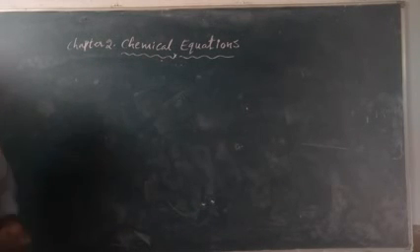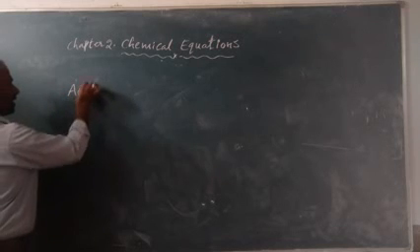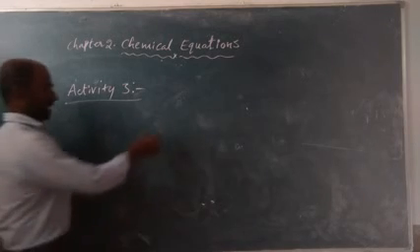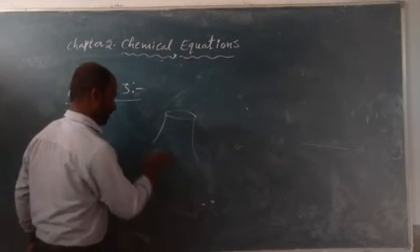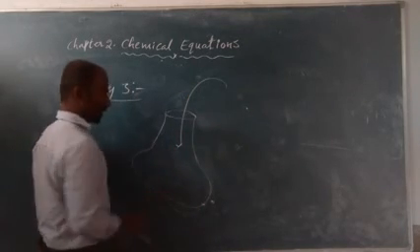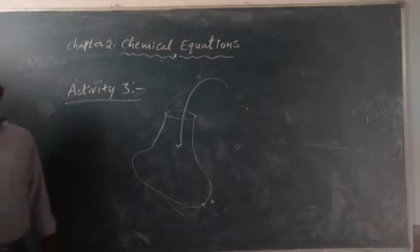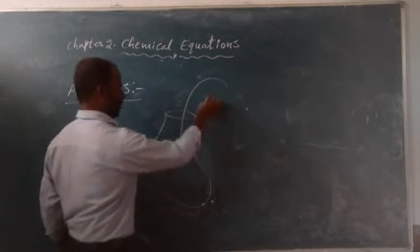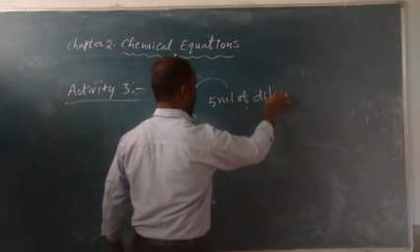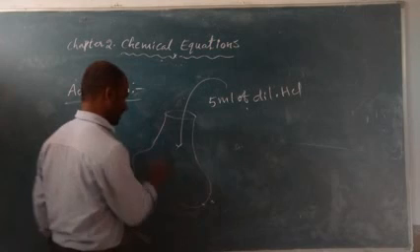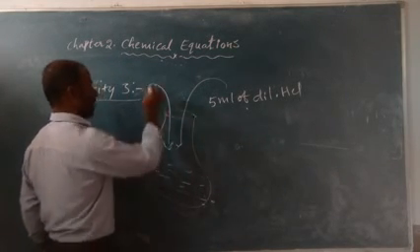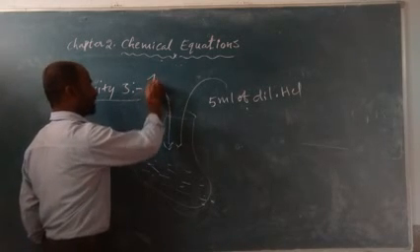Now about activity 3. Take a conical flask. In this conical flask, we are going to add 5 ml of dilute hydrochloric acid, HCl, hydrochloric acid. This is dilute hydrochloric acid. To this we are going to add what? We are going to add zinc granules.